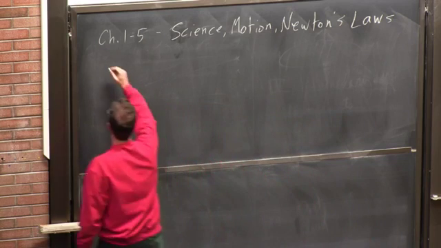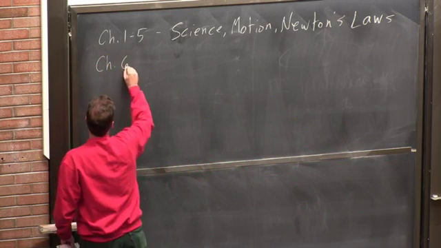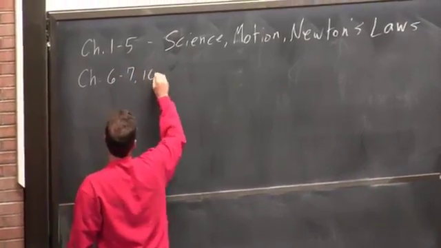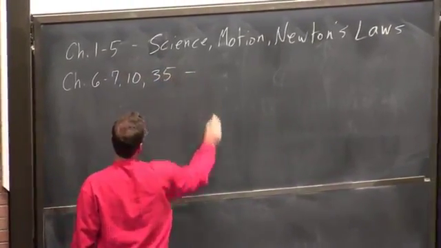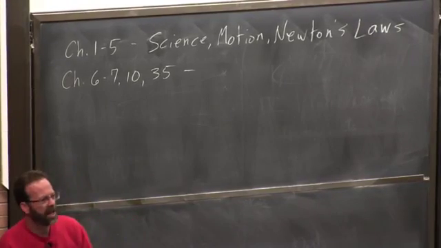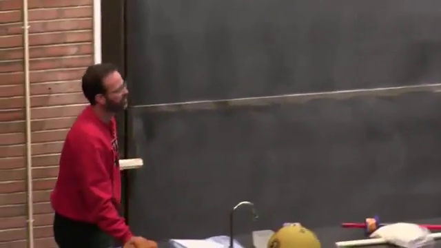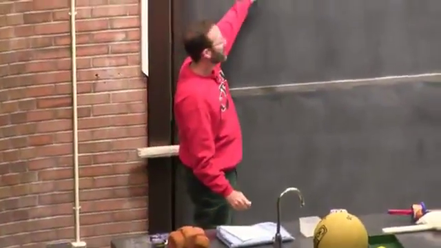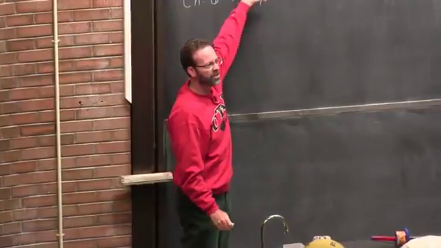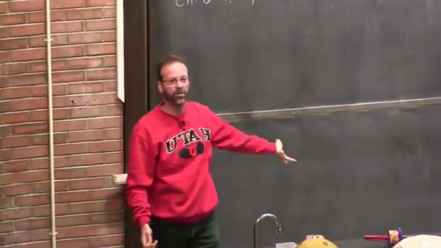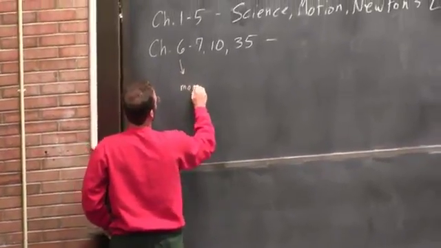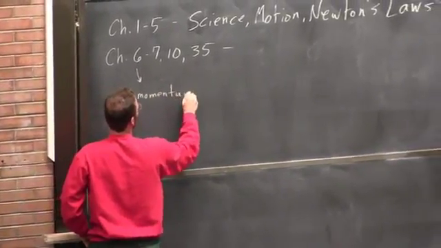Now we're going to extend it to chapters 6 and 7, chapter 10, and then chapter 35. This is all on WebAssign, the calendar, and as your assignments pop up. In other words, we won't cover 8 and 9. We'll come back to some of these, but this is our next unit before the next exam. Chapter 6 is momentum. That's where we start today.